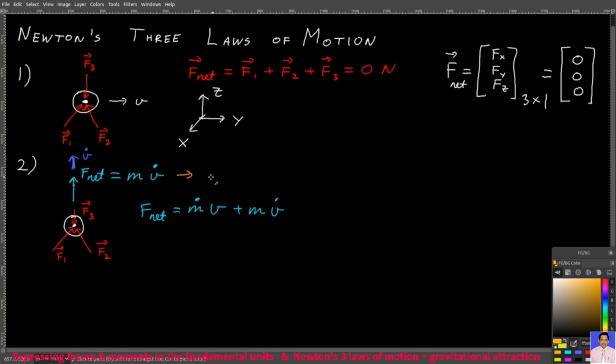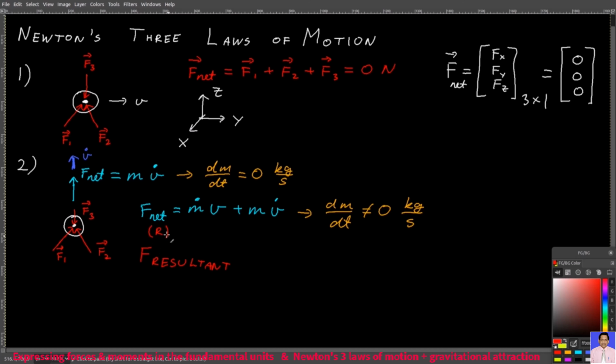So in here, we assume that dm over dt equals 0 kilograms per second, and here we assume that it's not 0 kilograms per second. So in this general case, this net force, or the resultant force, you can also call it F resultant, or Fr, depends on 4 quantities: m dot, v, m, and v dot.